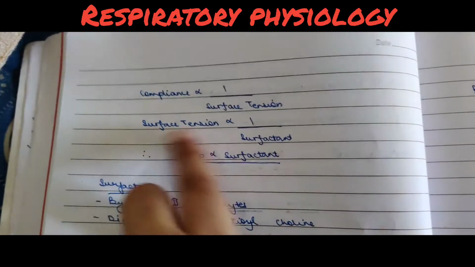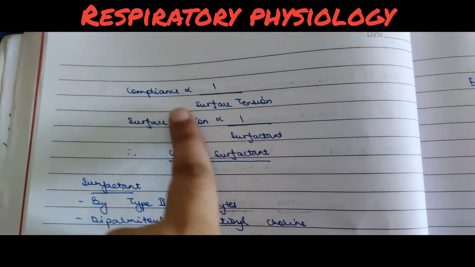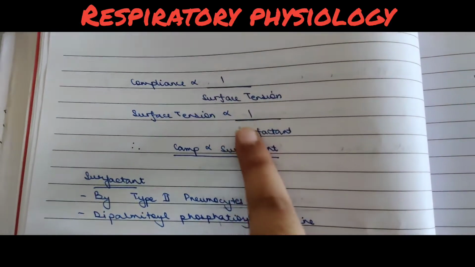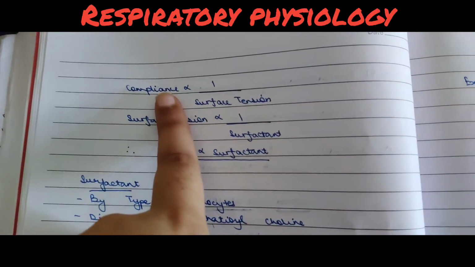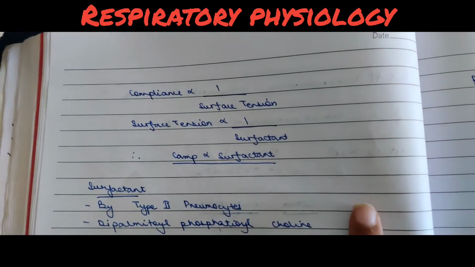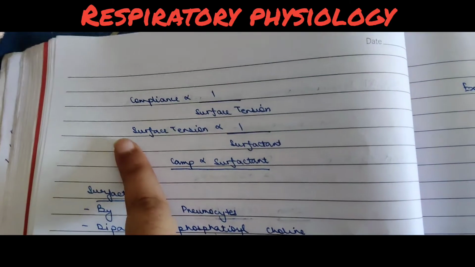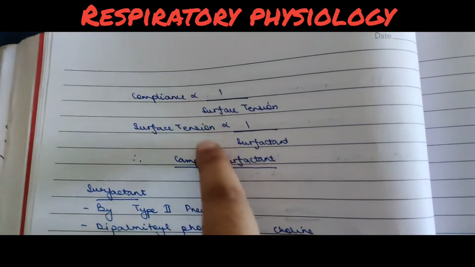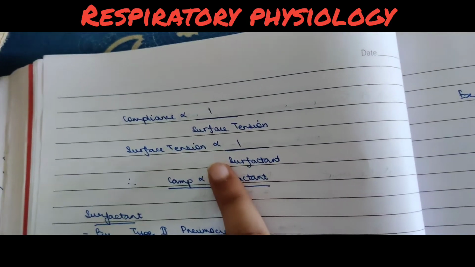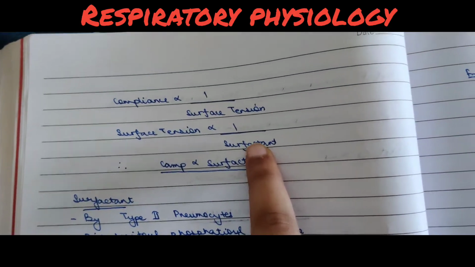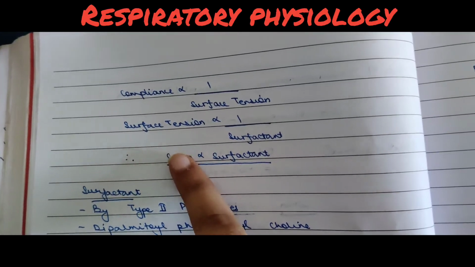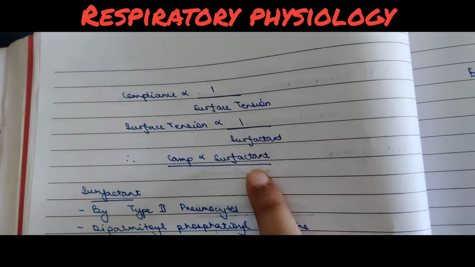Okay, so now this compliance is inversely proportional to surface tension. It means if surface tension is high, then compliance will be low, which means that the lung can't be distended very much. And the surface tension is decreased by surfactant, so we can say it is inversely proportional to the amount of surfactant. Combining these both, we can say that compliance is directly proportional to the amount of surfactant.